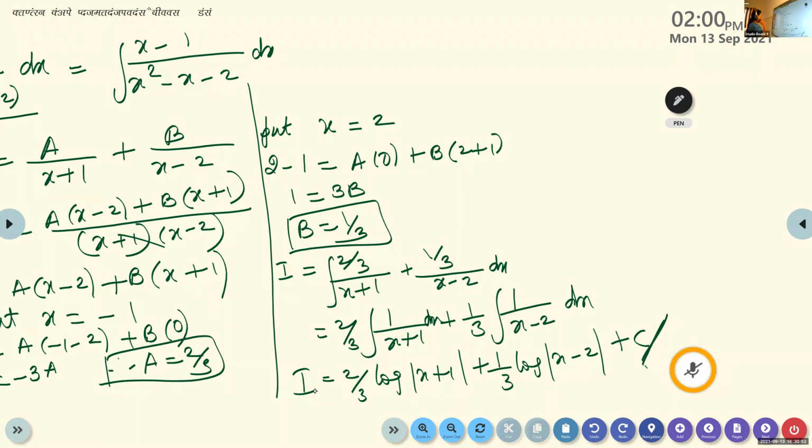This method we call integration by partial fraction. We divide it into parts. A very big expression, we make it into parts and then we integrate.